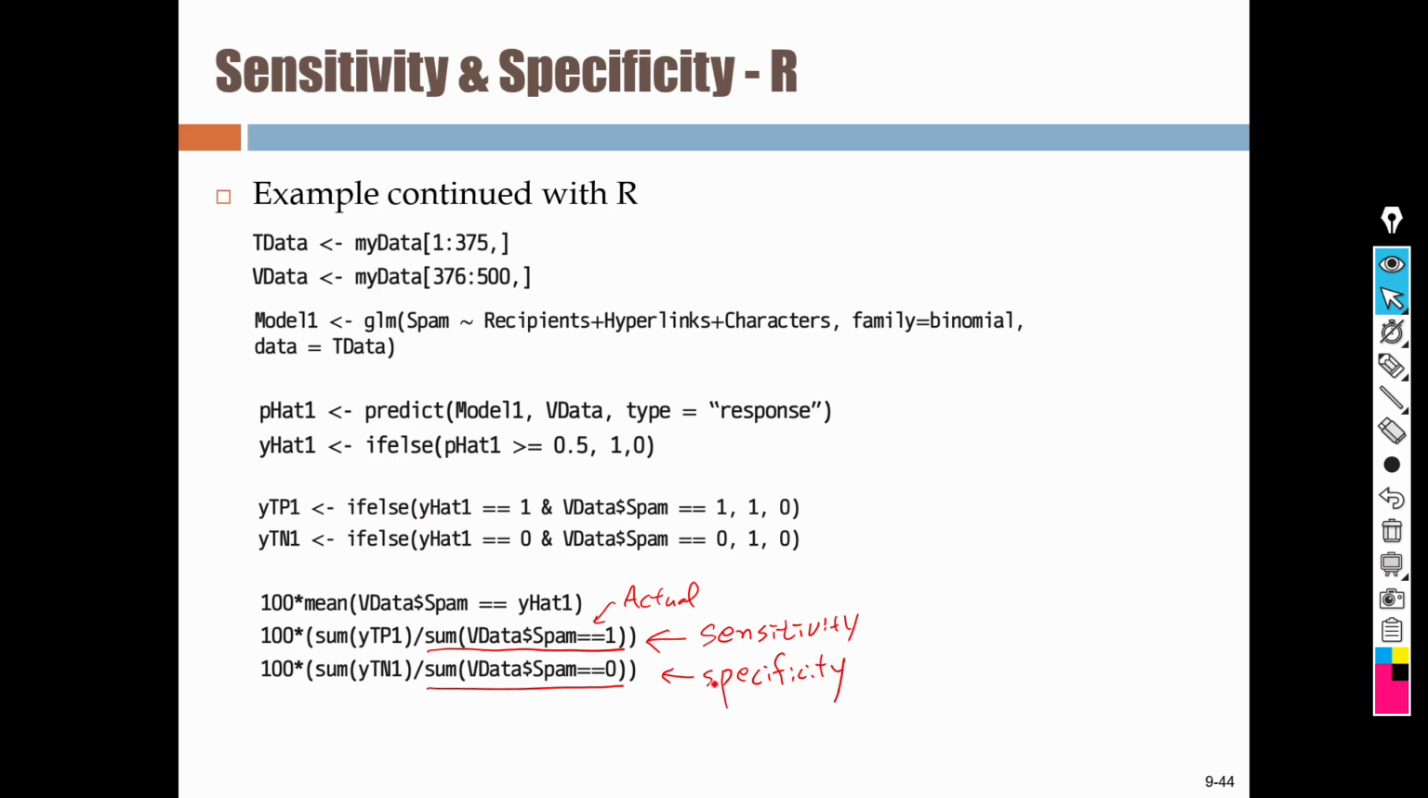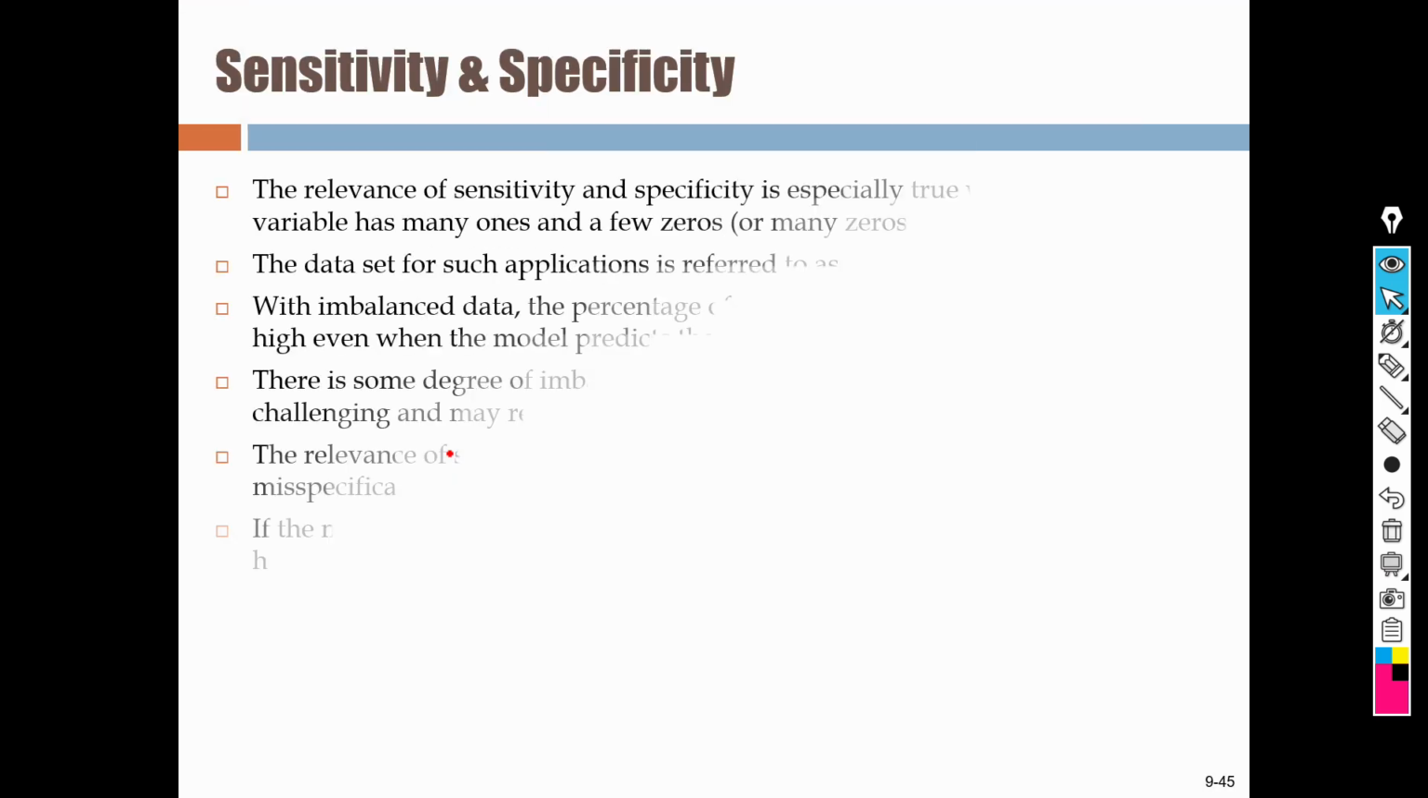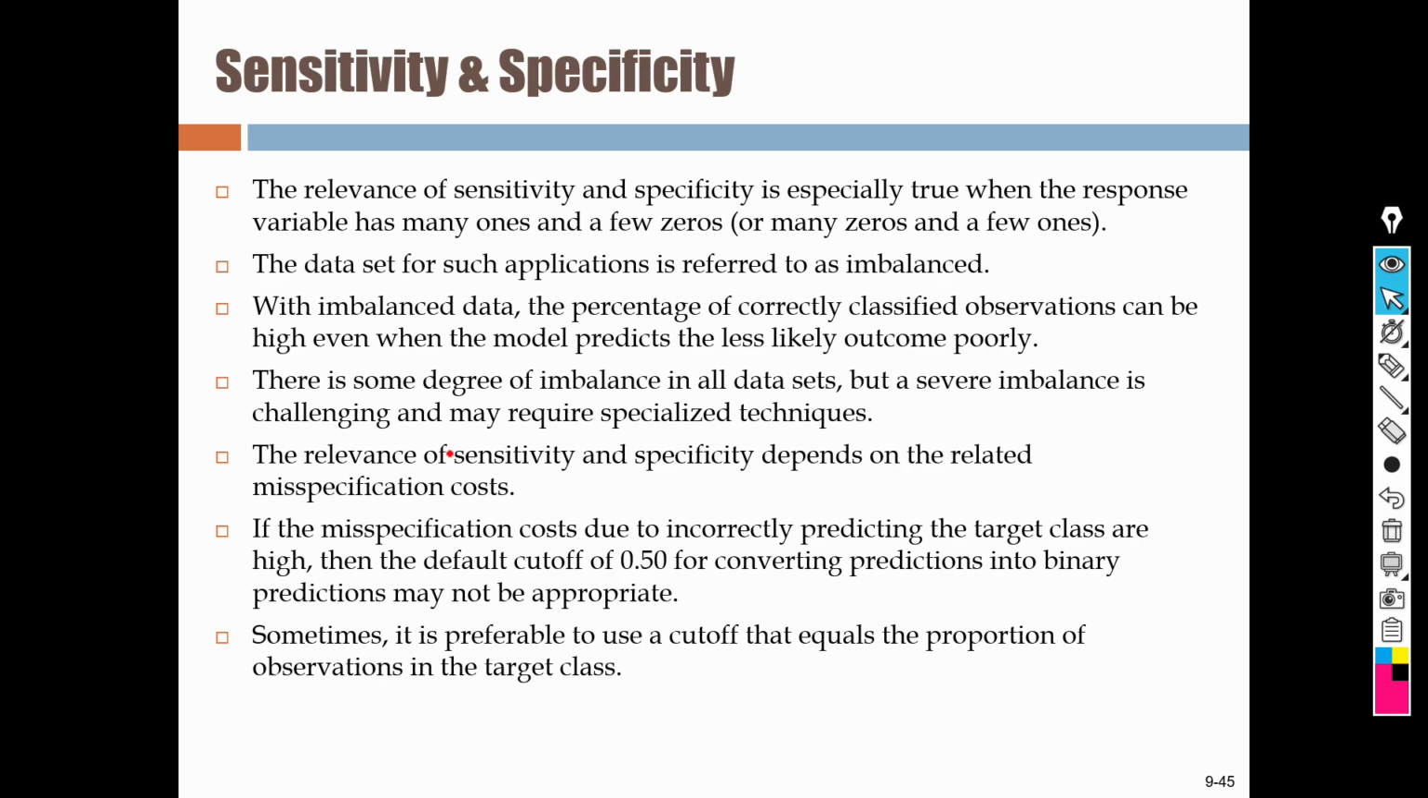Right? So still we use the prediction using greater than 0.5 probability or less than 0.5 probability. So imbalanced data will affect the accuracy, and that's why we have to look into our model rather than only the accuracy. We will use sensitivity and specificity, right?